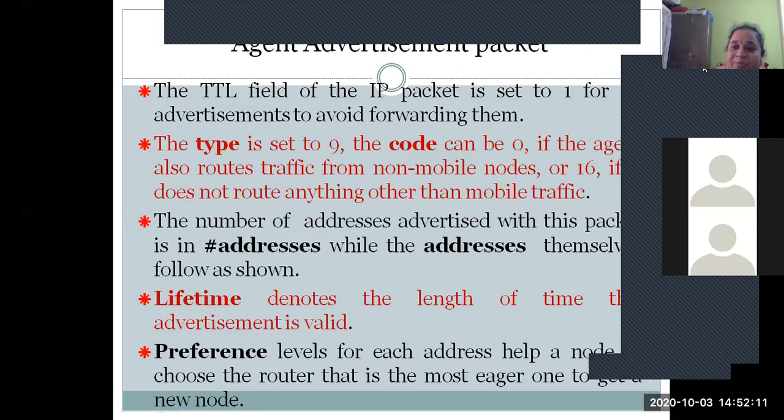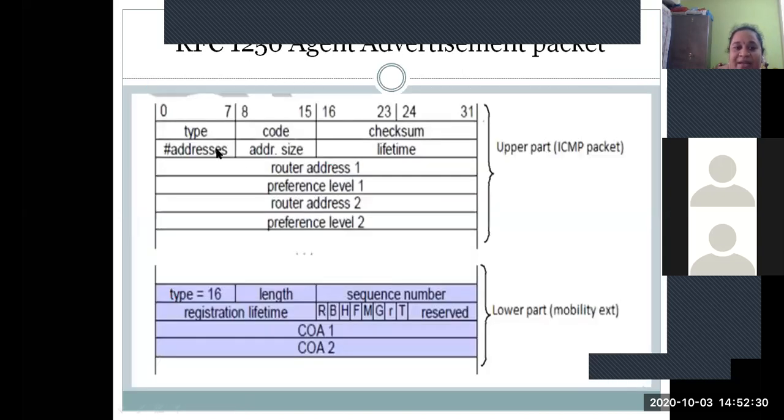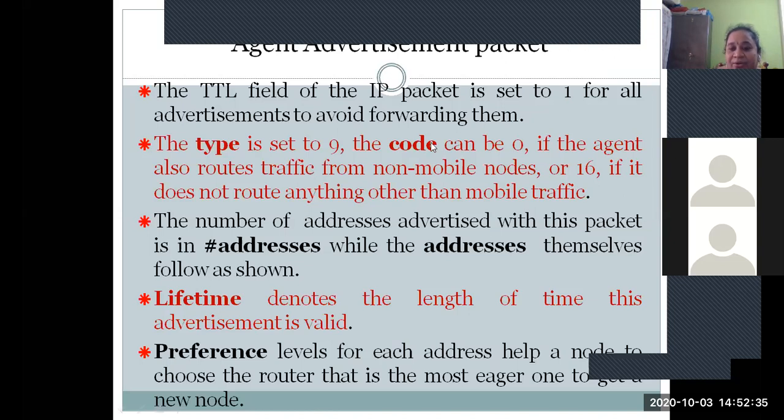The code is 0 if the agent also routes traffic from non-mobile nodes. Type is going to be set to 9 whenever the packet is only an advertisement, not a data packet. Whenever the particular packet is an advertisement packet, the type will be set to 9. And the code can be 0 if the agent routes the data traffic of the non-mobile nodes.